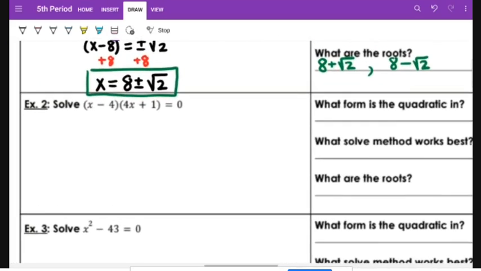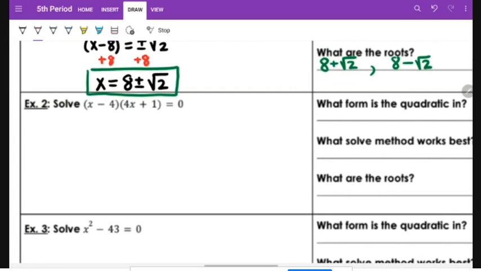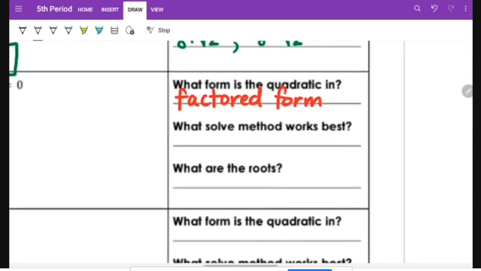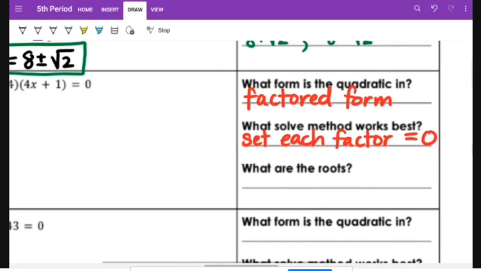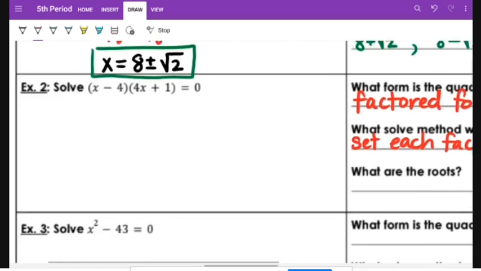In example 2, identify the form this is in. This to me looks like factored form. We have two factors being multiplied together. So the method we use to solve this is set each factor equal to 0. And if you didn't know that, you could just look back at Monday's page, at Wednesday's page of the packet, yesterday's page of the packet.